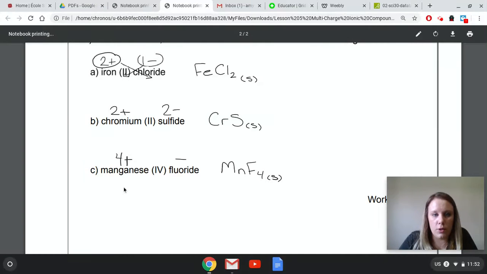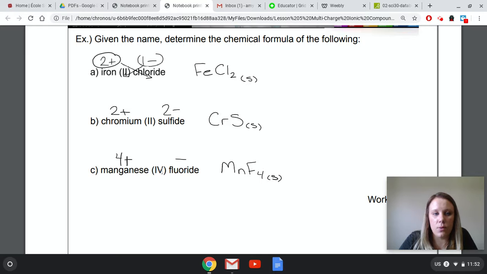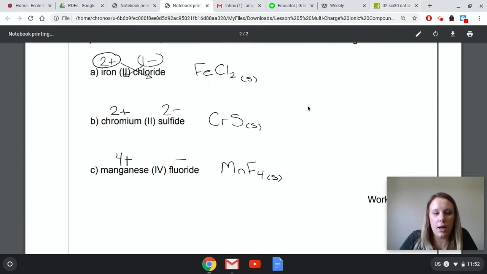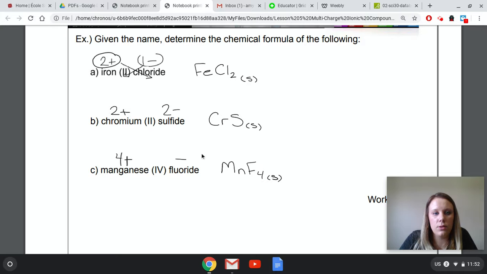Manganese(IV) fluoride. So when you see the 4, you know that's going to be a charge of 4 plus. Fluoride from your periodic table has a charge of -1. These charges do not balance. 4 and 1 are not balanced, so they need to cross over. So I'm going to write manganese, and I'm going to write the charge of fluoride behind manganese, which is 1, so we don't write it. The 4 goes behind the fluoride as a subscript, and you put your solid with it.